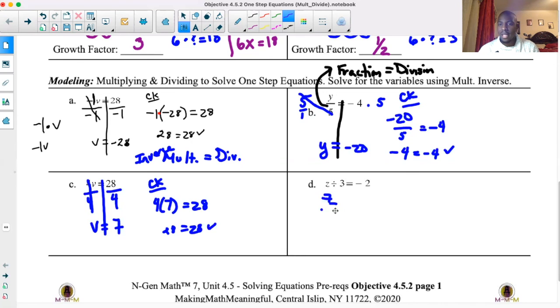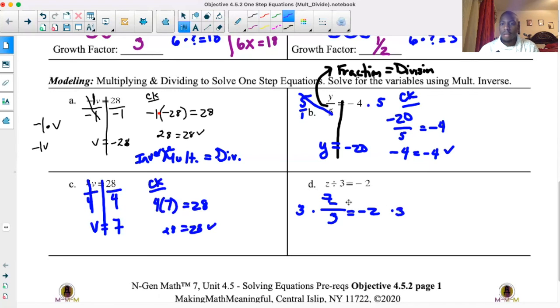Z divided by 3. Now this is my Z. I'm going to write it a little differently. Notice how I wrote it a little differently. Instead of the division symbol, I wrote it like a fraction because I know a fraction is really just division. And I like the way this looks. It helps me to understand that what I need to do is the opposite. I'm going to multiply it because this is dividing. And I'm going to say, what did it divide by? Divided by 3. So that means I'm multiplying both sides by 3.